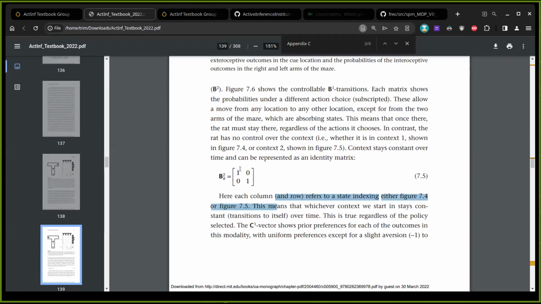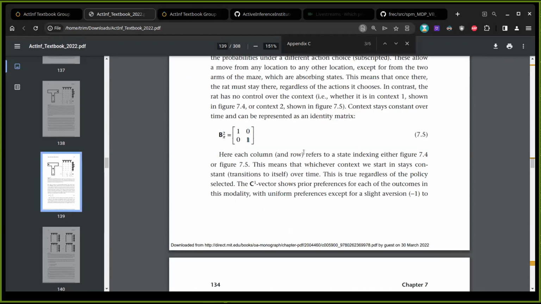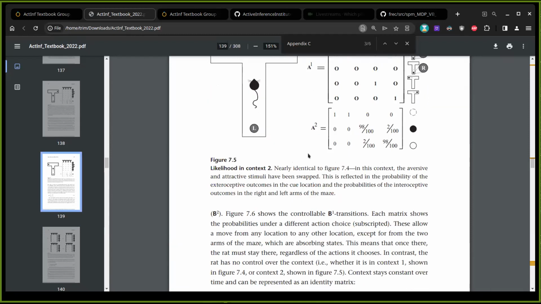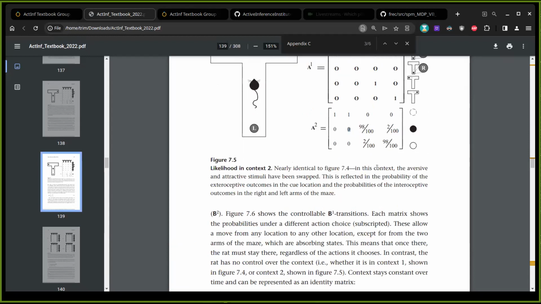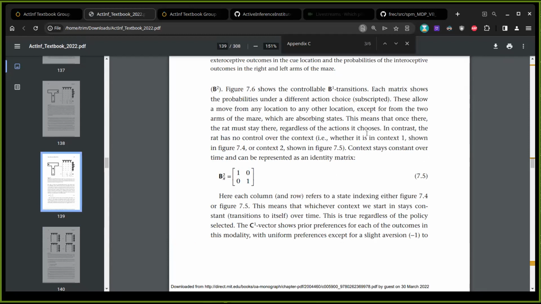And similarly, a B matrix with an identity diagonal is kind of like trivial action. Because if you're in this state, you stay there 100% of the time. And if you're in that state, you stay there 100% of the time. But that's B2. They're just getting that out of the way. They're basically saying, whatever you do, you're not changing the structure of the problem in terms of the location of the food. And that's saying that the rat has no control over the context.